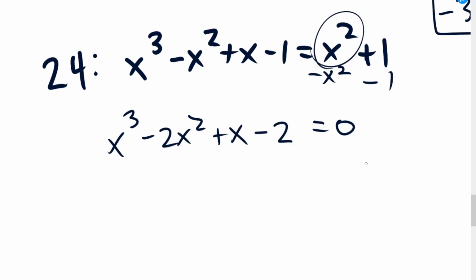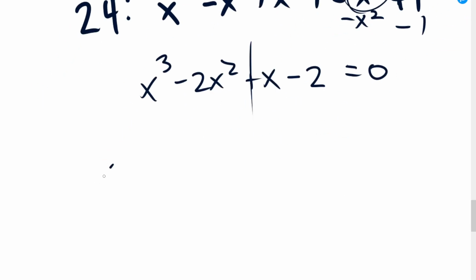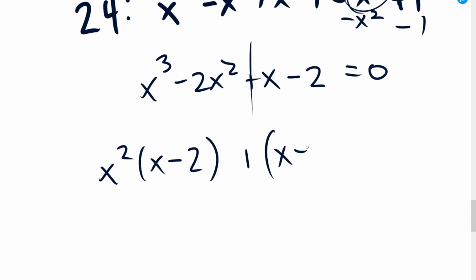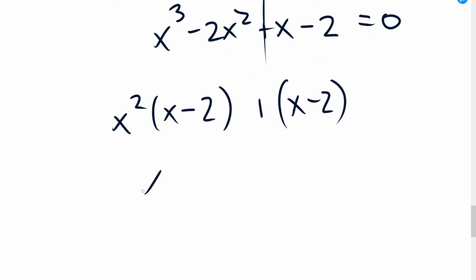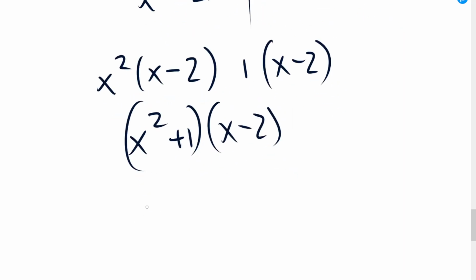Now we can factor by grouping. I can take out an x squared here, which leaves me with x minus 2. And then we still have a 1 times x minus 2. Now we can do what we did previously. So x squared plus 1 and x minus 2. Set them equal to 0.